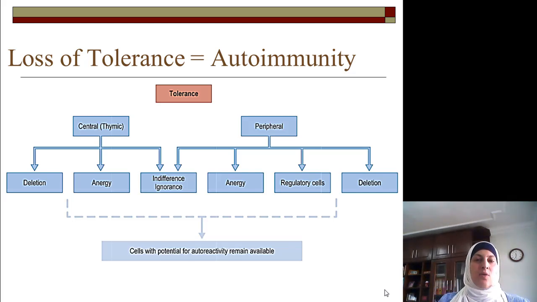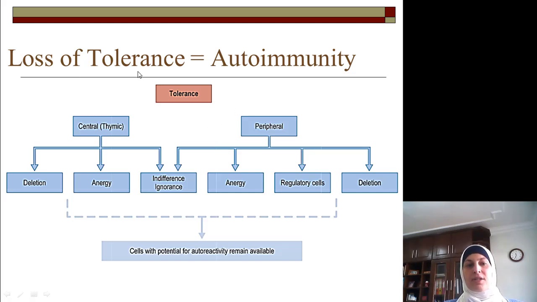So we've seen how important it is to maintain tolerance, and tolerance is controlled centrally in the thymus for the T cells and in the bone marrow for the B cells. And usually the cells go into deletion, like 95% or maybe 99% of the T cells would be deleted, because they are reacting to self-antigen, or they might go into an anergic state. Also in the periphery, some T cells might be deleted or go into an anergic state, or might be regulated by T regulatory cells, or might not be able to mount an inflammatory reaction by ignorance, either because the amount of antigen is so small or because it cannot see the antigen. So these are the mechanisms our body uses to maintain a state of tolerance.